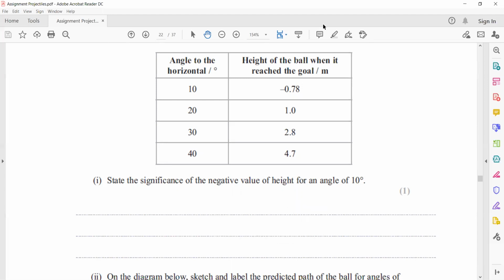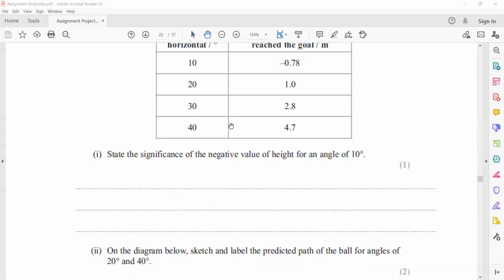Negative height only represents, for example, minus 0.78 meters. What it shows is that if you launch a projectile, when it reaches that position, it will be 0.78 meters below the launching point. Is it clear? This part.